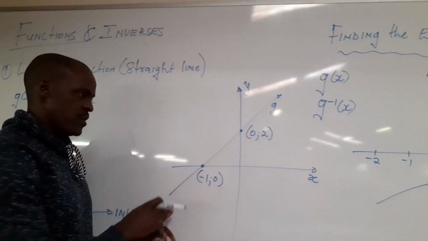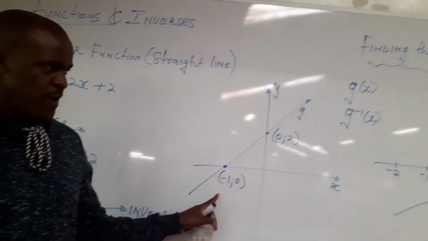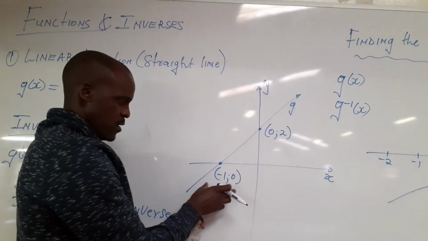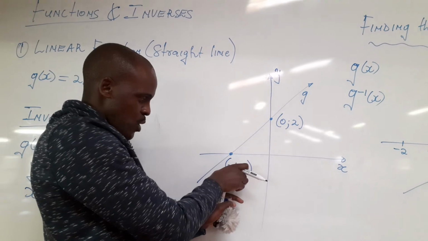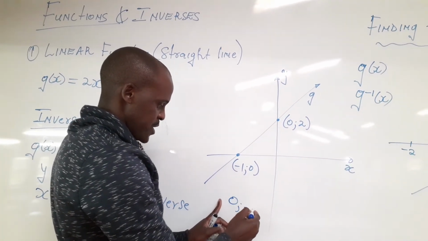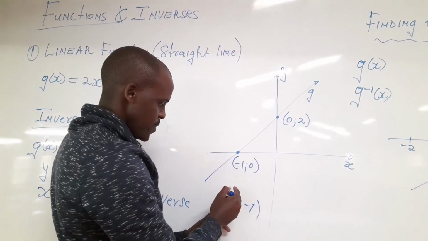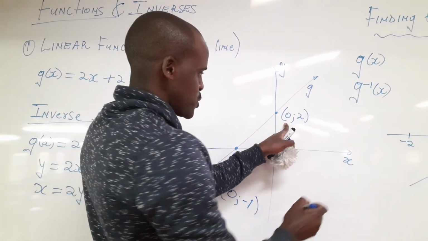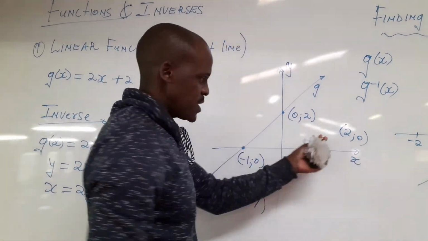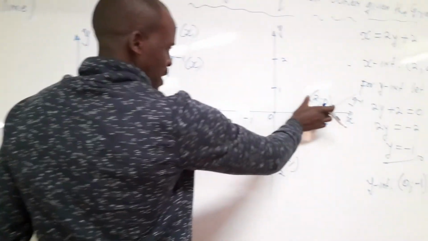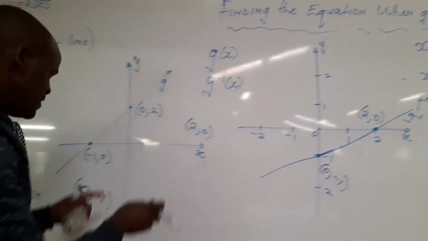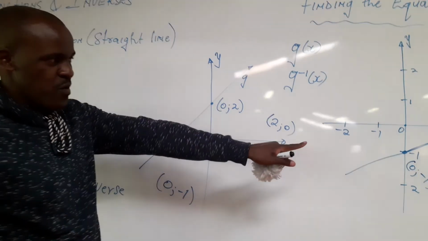Let's come back here. I said for the inverse, we just have to swap the points. So when you look here, if you swap the points, you are going to have (0, negative 1) become (negative 1, 0). Again, if you swap, you are going to have (2, 0) become (0, 2). That's the reason why we are having this kind of graph. This is the graph of the inverse of g at x. It will be looking like that.